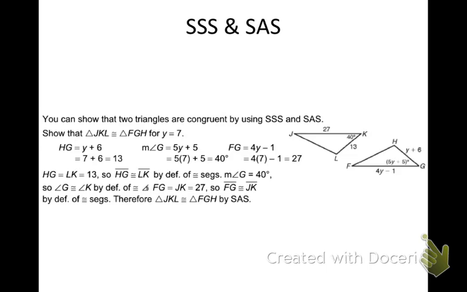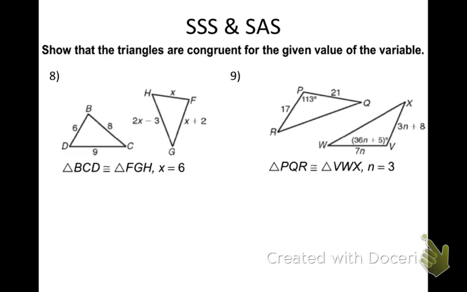Next thing is we're going to show that triangles can be congruent. So we can show that by, for example, here they say y equals 7. Well, if I have y equals 7, what am I going to do with that 7? I plug it in, and I show that all the sides or all the angles will be the same. So, for example, here, number 8. It says, show that the triangles are congruent for the given value of the variable. It gives me x equals 6. What am I going to do with that 6? Plug it in. So what's 2 times 6?